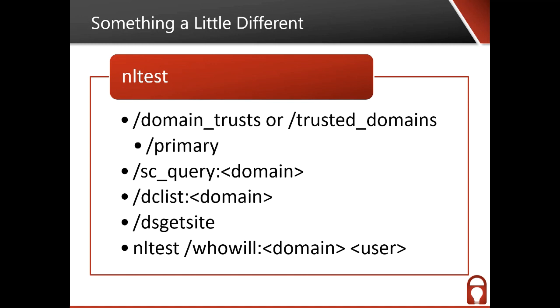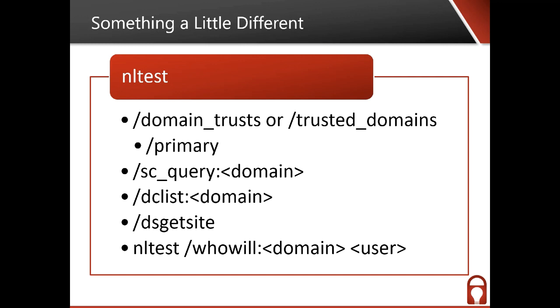The /primary flag there, if you add that, it will show you what domain the computer you are using is connected to. Without it, it shows you all of the trusted domains. The next item on the list, the sc_query, that will show you the domain controller the computer account is currently connected to. The dclist does just that. It will list all the domain controllers in a domain. dsgetsite, this is another interesting one. This one will show you the site that your computer account is in.